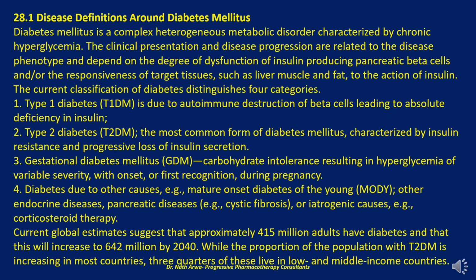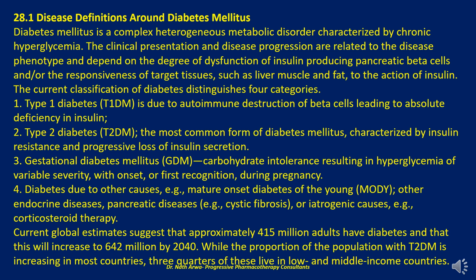3. Gestational diabetes mellitus, abbreviated as GDM, which involves carbohydrate intolerance resulting in hyperglycemia of variable severity, with onset, or first recognition, during pregnancy. 4. Diabetes due to other causes, e.g., mature onset diabetes of the young, abbreviated as MODY, other endocrine diseases, pancreatic diseases, e.g., cystic fibrosis, or iatrogenic causes, e.g., corticosteroid therapy.